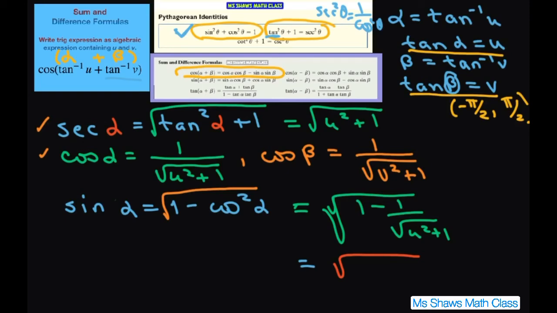And this is going to give us u squared plus 1 minus 1, I'm just getting the common denominator, divided by u squared plus 1. Now when you take the square root of this, the square root of u squared is just u, divided by square root of u squared plus 1. So that's your sine of alpha.